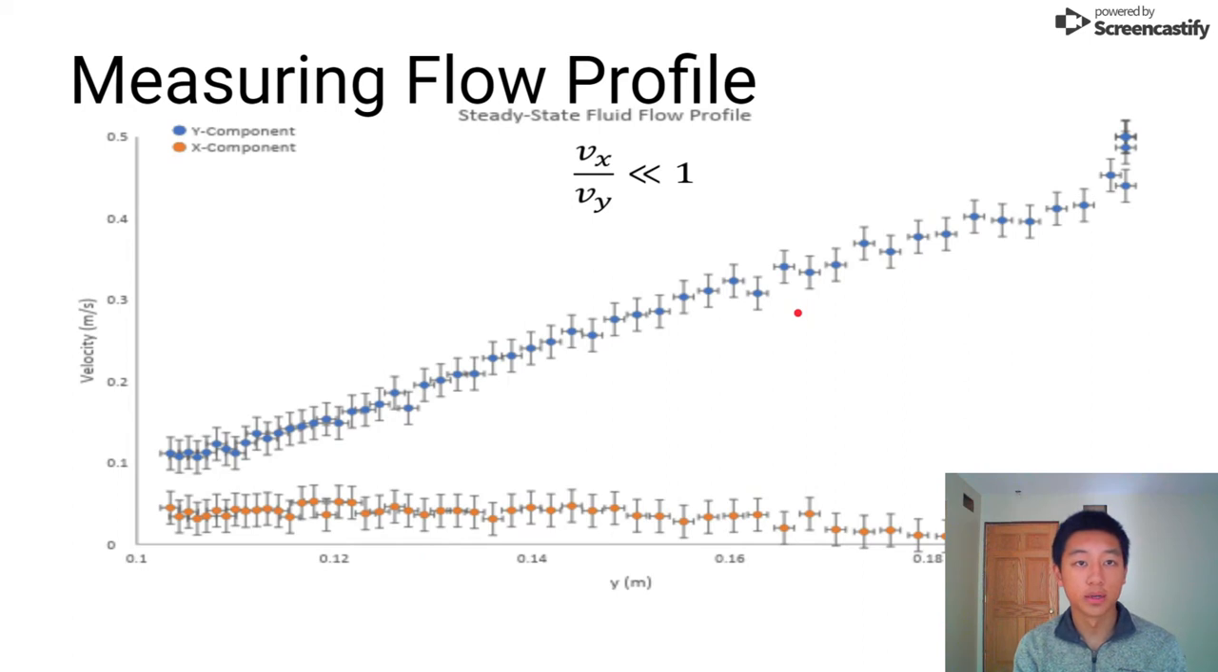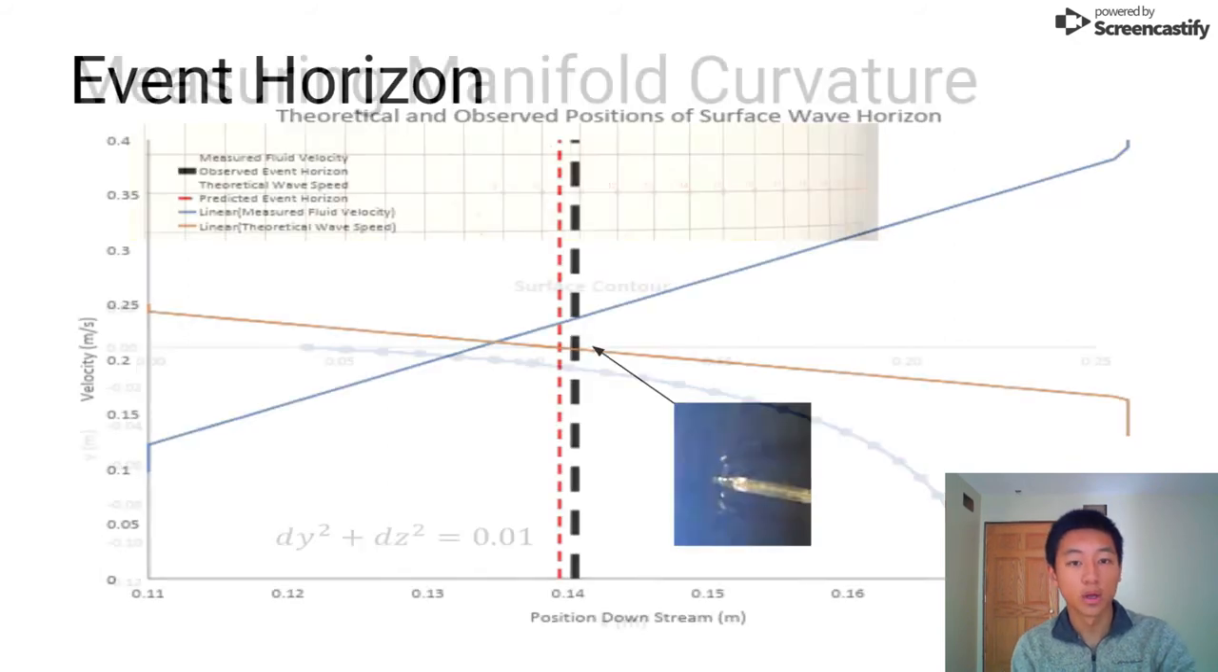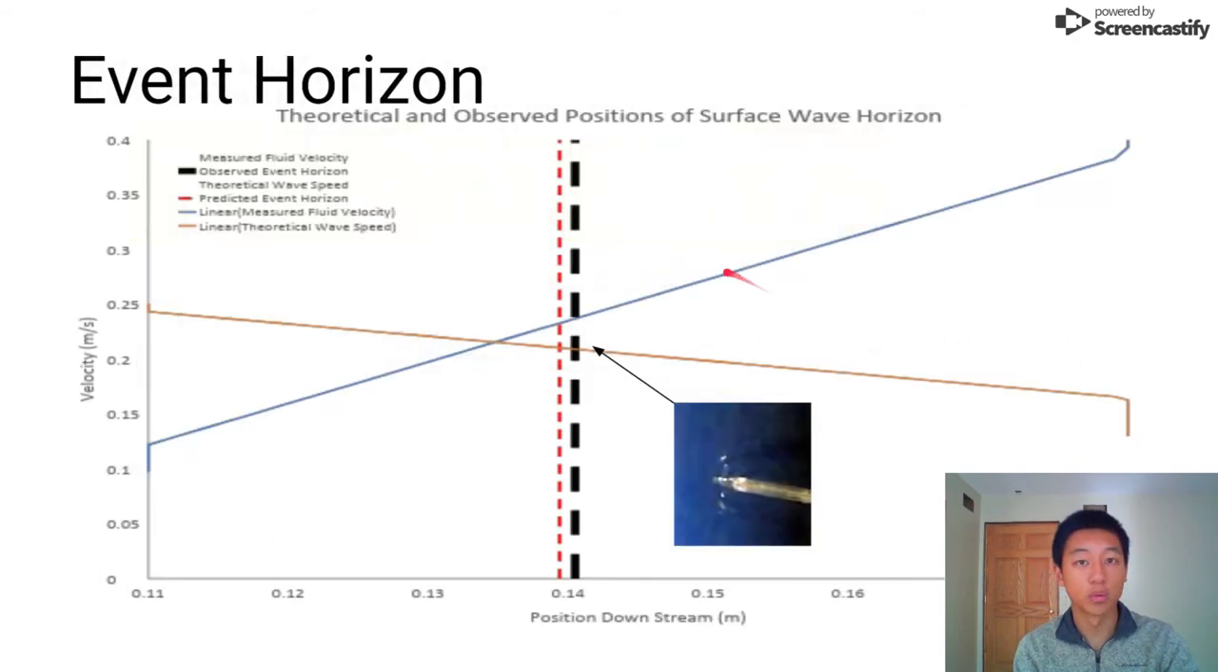So after taking some data, just how close were we to what the math predicted from before? Well, using data analysis software, we measured the velocity profile of the water along our black hole analog. Measuring the curvature of our waterfall, or our manifold, we can use the calculations that we showed previously to predict where our event horizon should be. As we can see here, our predicted event horizon location, shown by the dotted red line, came extremely close to what we observed in this black line, with less than a 5% margin of error.